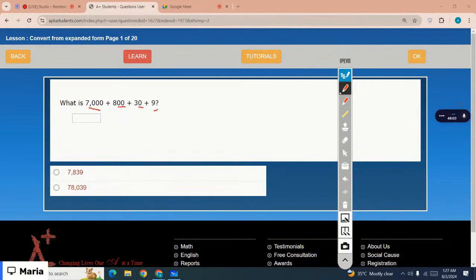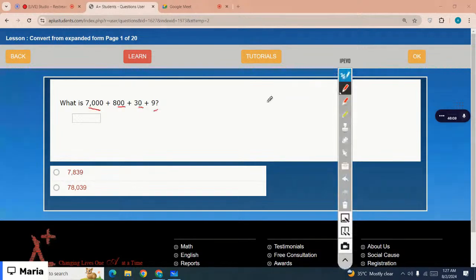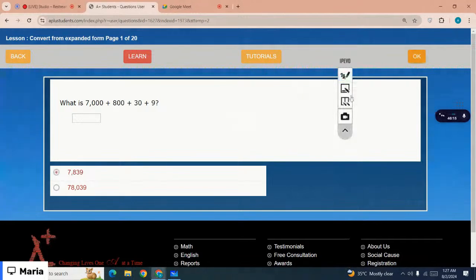Yes, that is option number one. So when you write 7 at the thousands position, that is 7. Then you have 8, then you have 3, and then you have 9. So that is 7,839. Option number one is the correct option.